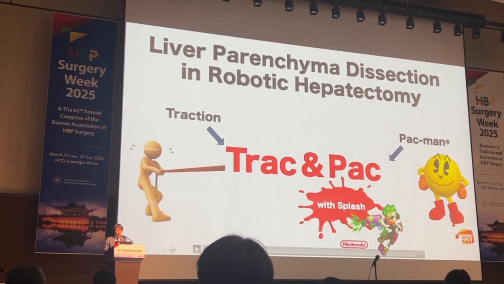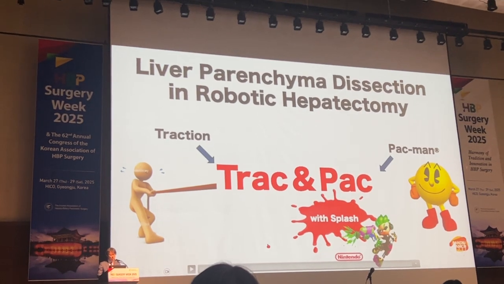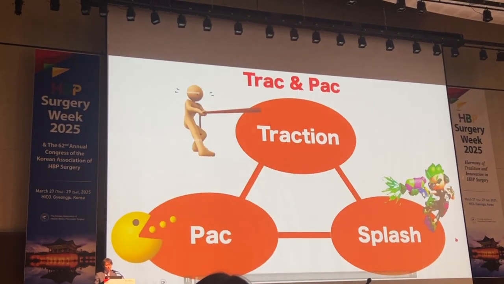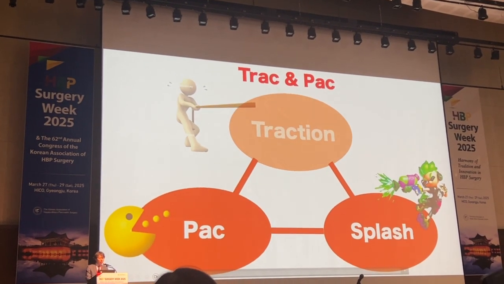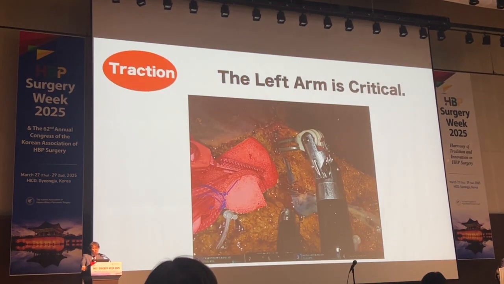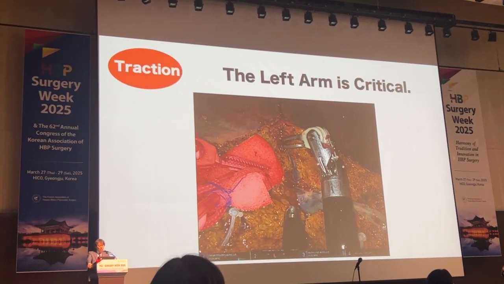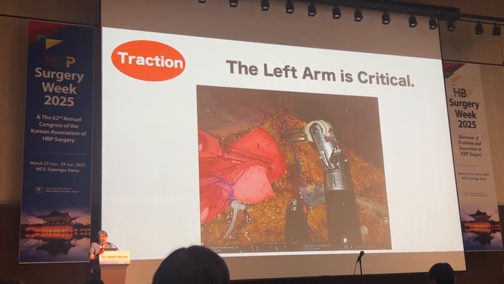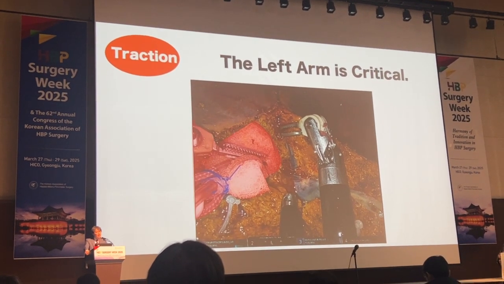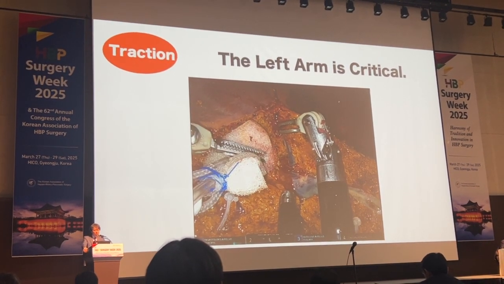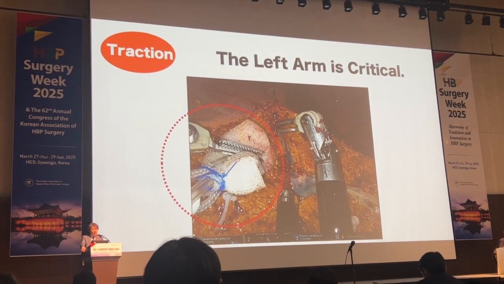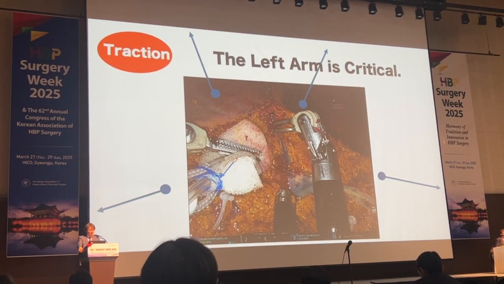So first, I will start explaining the traction. The traction is the most critical part of this method. It is not the action of the right hand that is the key point of the parenchymal dissection, but only the tension in the liver created by the left hand.